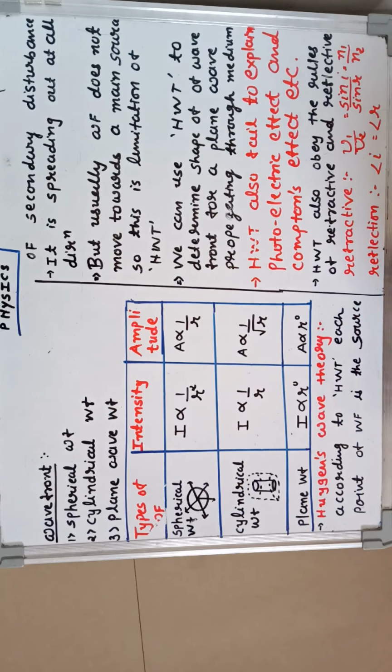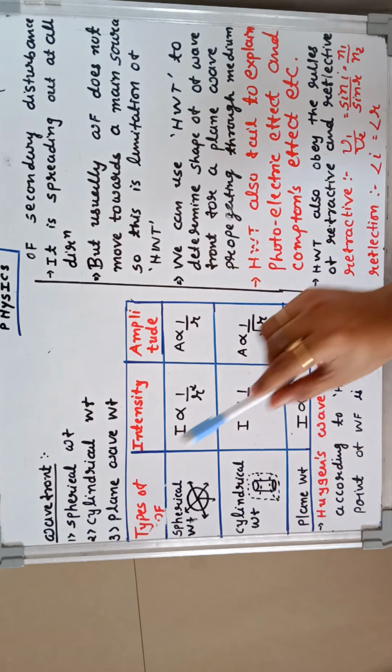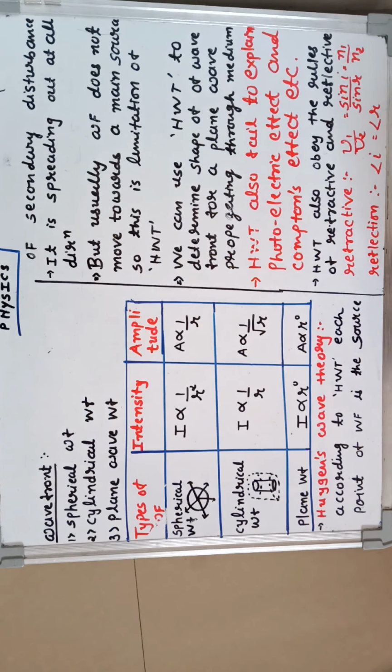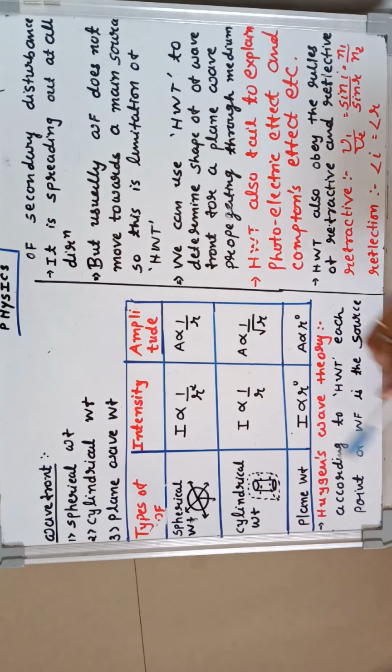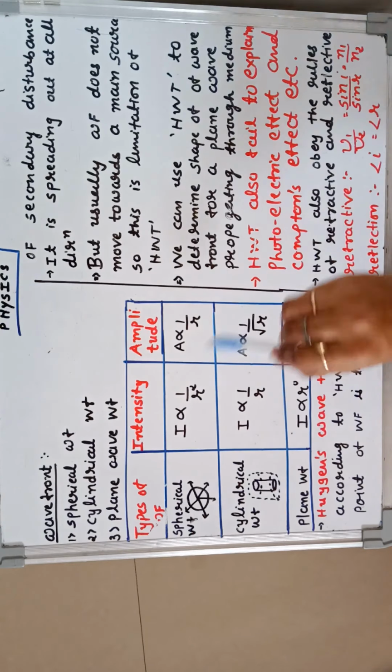Hello friends, we start the revision of wave optics. The first topic is wavefront. What is a wavefront? A wavefront is used to describe the wave motion of the wave. There are three types of wavefront: first is spherical wavefront, second is cylindrical wavefront, and third is plane wavefront. The figure is shown in the table.